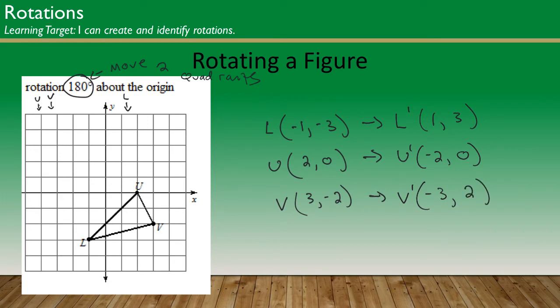Okay, so let's plot those. L prime is 1, 3. So that's L prime. U prime -2, 0. V prime -3, +2. Okay, so that fits. Everything is in the correct quadrant. And now just connect our points, and we see that this thing has been rotated 180 degrees.